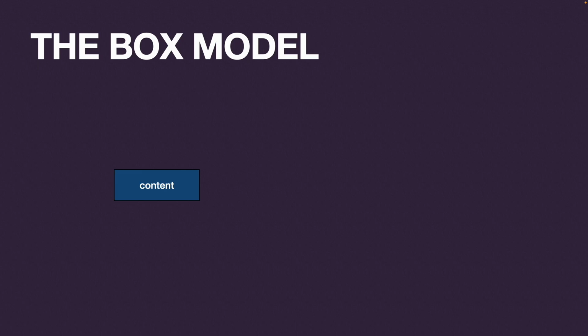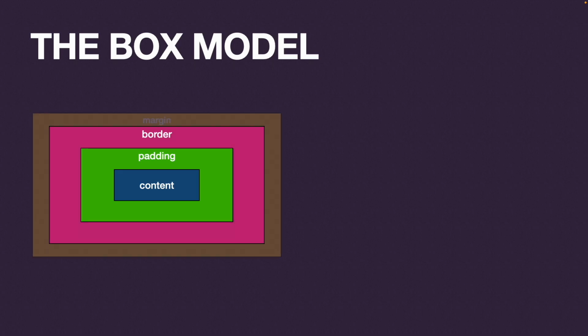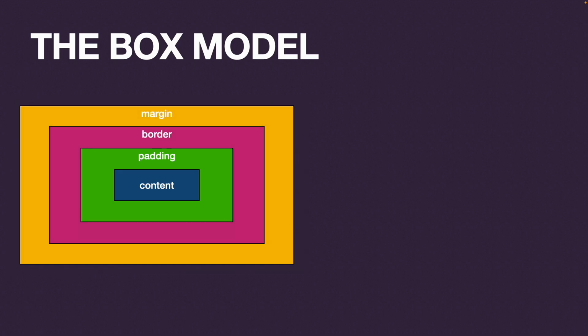The next thing you need to know about CSS is the box model. This is an important concept to understand. Every HTML element has content of some form. Around your content, you're going to have padding. Around that, you have a border. And around the border, you have your margin.